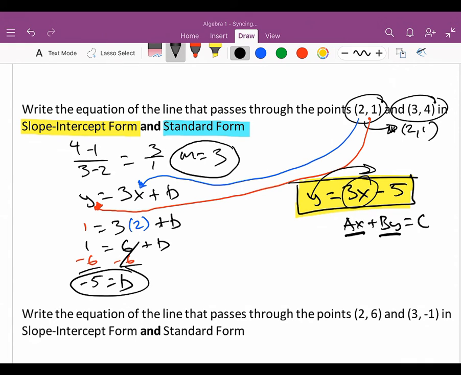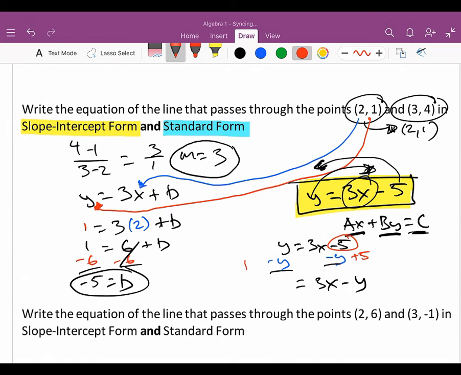We've got to move the y over here, and we've got to get the number alone, so I've got to move the negative 5 to the left side. If I want to move things, that means I've got to get rid of that y, so I'm going to subtract y from both sides. That gives me 3x minus y. But at the same time, I also want to get rid of this negative 5, so I want to add 5 to both sides. If I add 5 to both sides, all that's left on the right side would be 5.